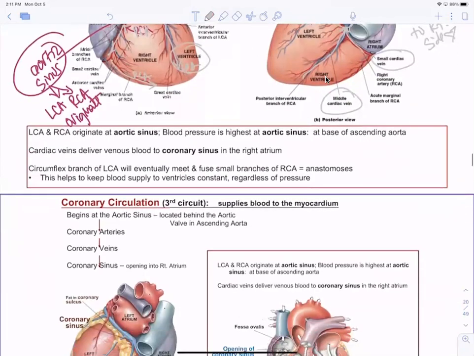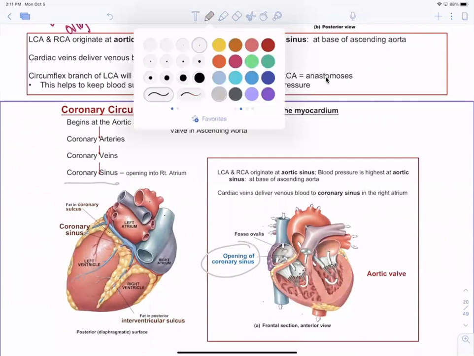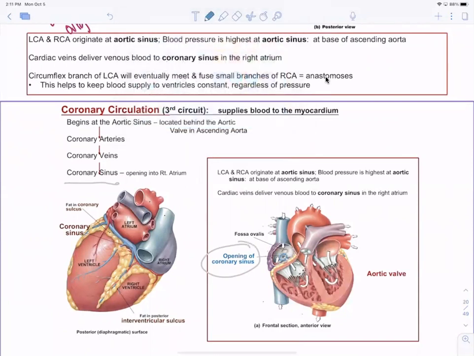So when it goes through the coronary circuit, it begins at the aortic sinus, coronary arteries, coronary veins, and returns to the coronary sinus. Here on the inside, you can see the opening of the coronary sinus. Let's make this a little darker. It's right here, there. So this is the opening to there, inside the right atrium.